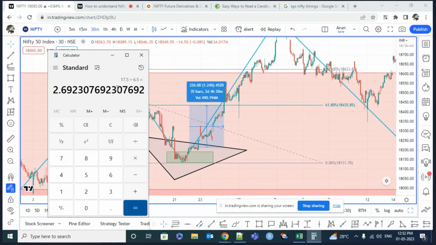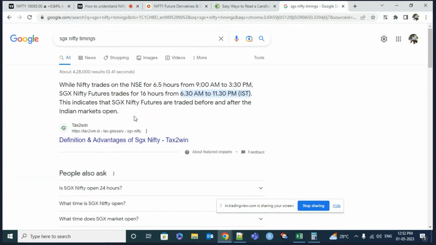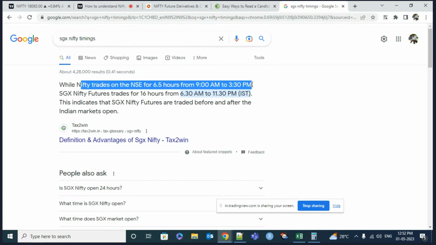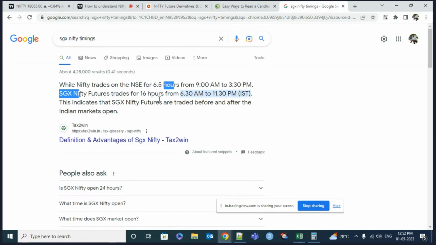Why I came up with 6.5 is, let me show here. So this is India Nifty, which trades in NSE for 6.5 hours from 9 to 3:30 p.m. If we calculate 9 to 3:30, it's 6.5 hours. Then the remaining: Nifty is traded in SGX in Singapore. That is 16 hours count, where after 3:30 the market still continues.